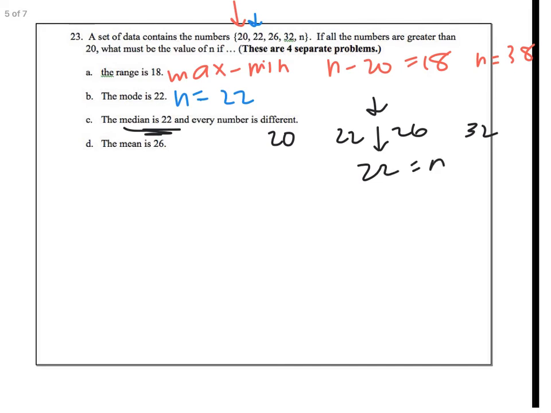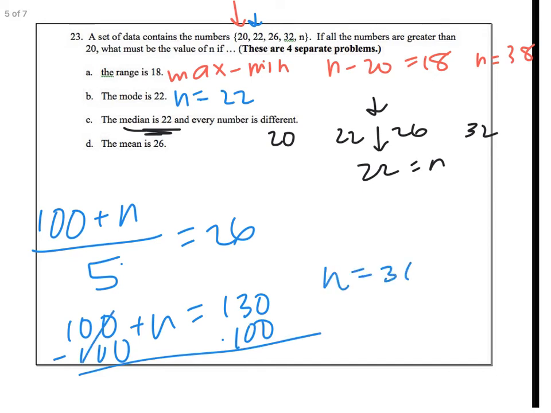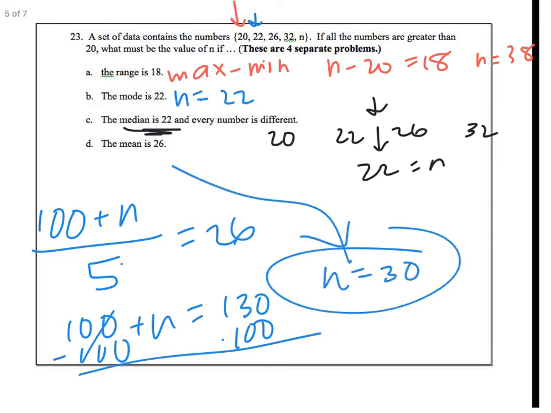And then if the mean is 26, well, mean is add them all up and divide by how many there are. So let's add up the ones that we do know. And I got 100, and then we have our missing one, n. That's going to be divided by how many numbers we really have, which is 5. N is our missing one, and we want that to equal 26. Now you can solve this like an equation. I'm going to multiply 5 out on both sides, so I get 100 plus n is equal to 130. You subtract 100 from both sides, and I know n should be 30. That's our answer for D.